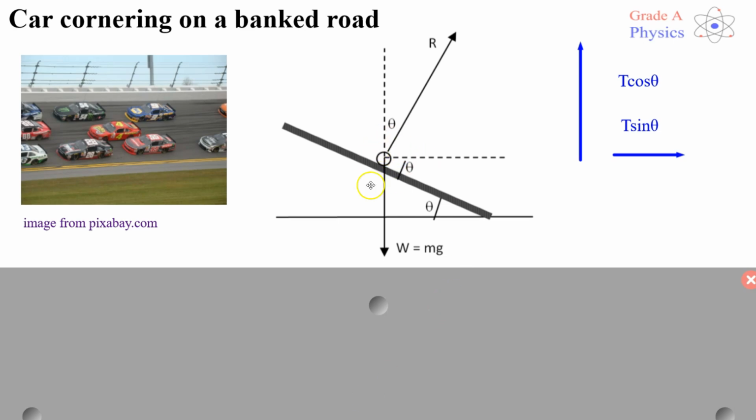So this is viewed from the front. We've got the car or the object here. We have the weight always acting downwards. We've got the angle of elevation theta. Alternate angles, this would be theta here. 90 degrees, 90 degrees, this would be theta here.